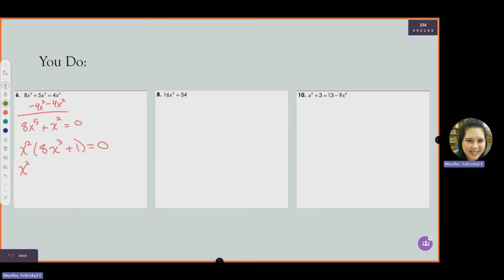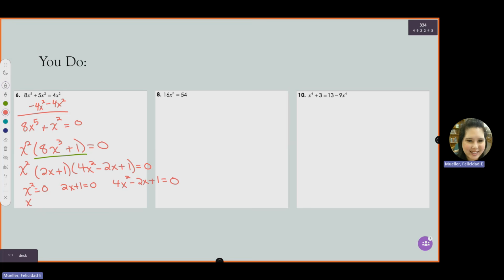From last class, we should realize that this is a sum of 2 cubes. So this will factor into 2x plus 1, 4x squared minus 2x plus 1 equals 0. We're going to do a couple of options when solving for these. Set everything equal to 0, so x squared equals 0, 2x plus 1 equals 0, 4x squared minus 2x plus 1 equals 0.